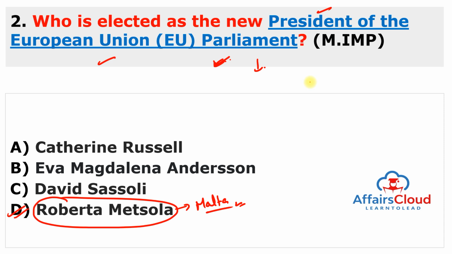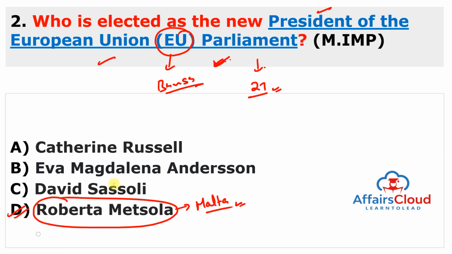The European Union is a political and economic union of 27 member countries located primarily in Europe. The European Union is a single market that trades globally and between its member countries. But you have to remember, the European Union headquarters is in Brussels. So remember, Roberta Metsola is appointed as the new president of the European Union Parliament.